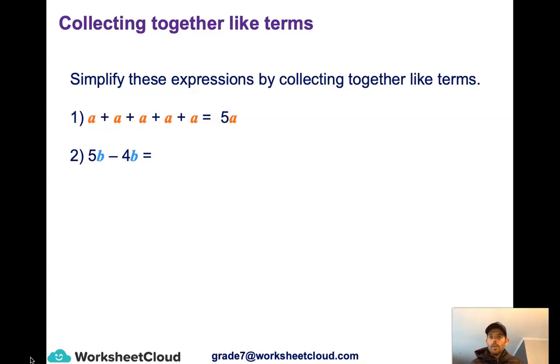In the second question, you've got 5 groups of b minus 4 groups of b. Okay, that's going to give you just b. Remember that we don't write the number 1 in algebra.